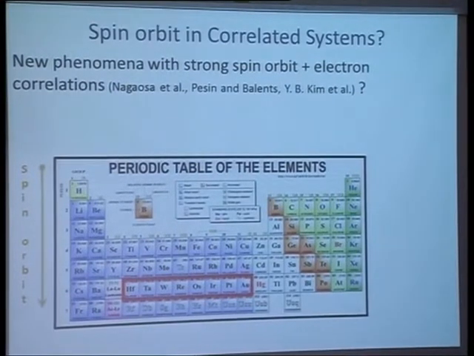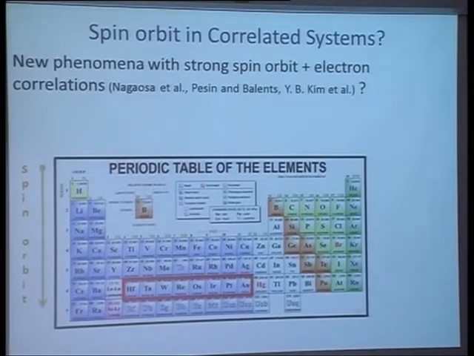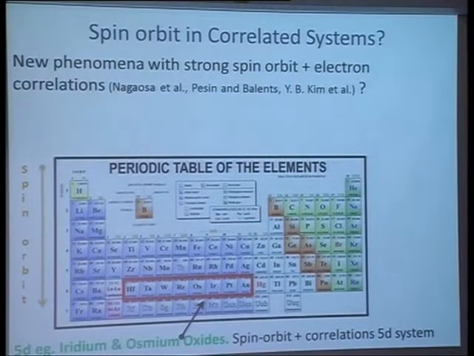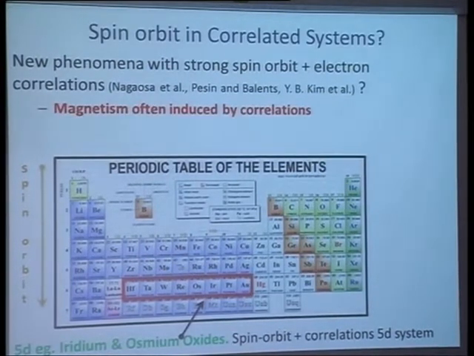And if you also want correlation effects, you're best off looking at these transition metal systems. So at least we'll focus on these 5D transition metal compounds. Okay, so that will give us some guidance where to look for interesting physics which combines spin orbit and electronic correlations. Okay, so one very simple consequence of electronic correlations is that you get magnetism. Okay, so what we'll first ask is what happens when I introduce magnetism and ask about possible topological phases.